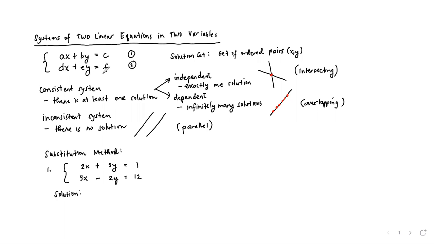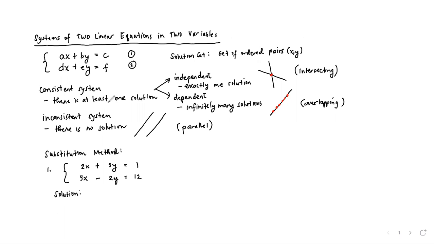Now, the solution set for a system of equations in two variables is a set of ordered pairs (x, y) which satisfy both of these equations. So when we solve for a system, we substitute the obtained values of x and y into both equations, and both equations must be satisfied.